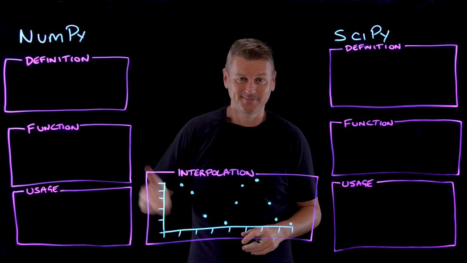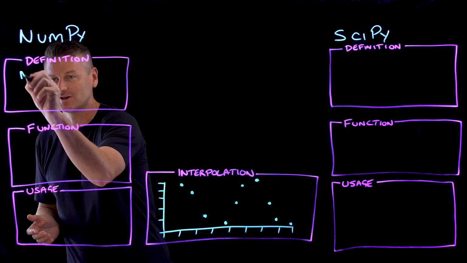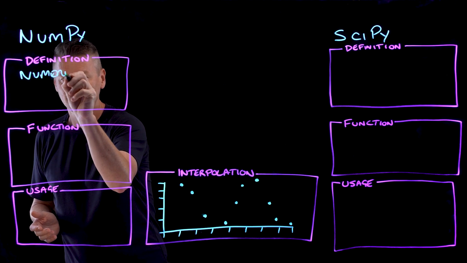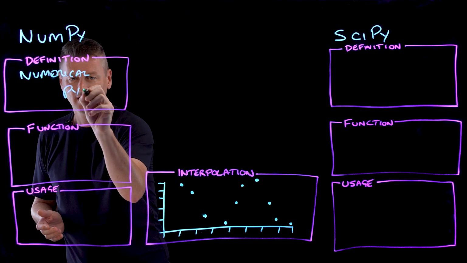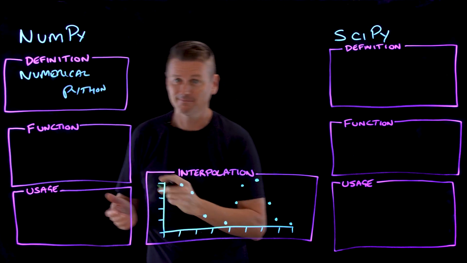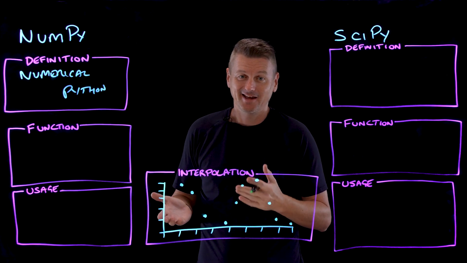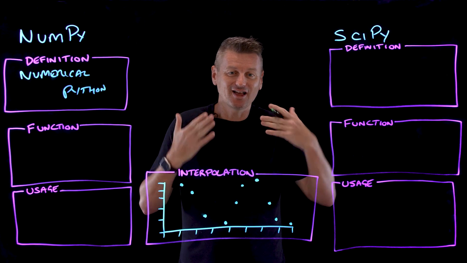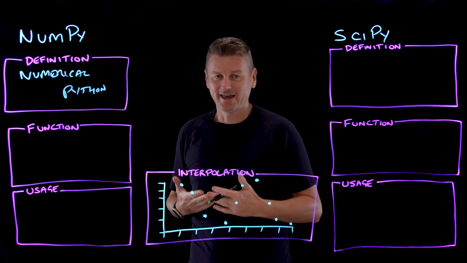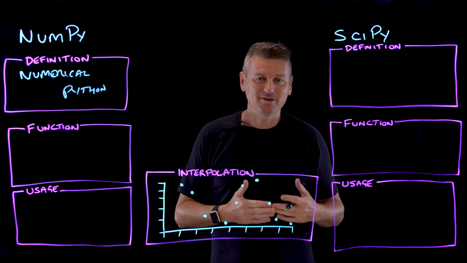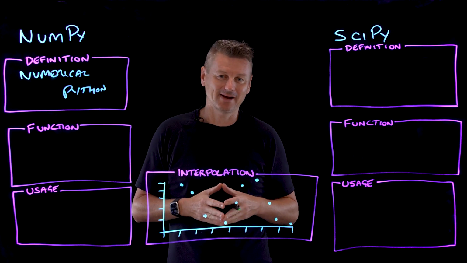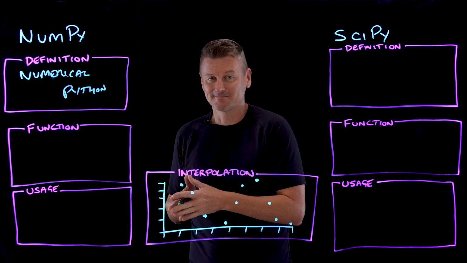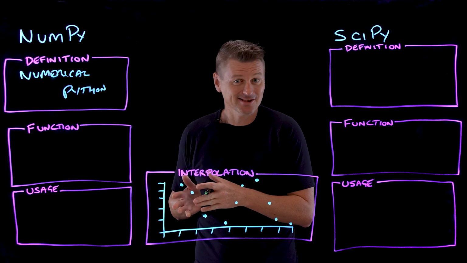So NumPy. NumPy is an abbreviation for numerical Python. NumPy, numerical Python. It lets you do stuff with numbers. Now, NumPy works with large multi-dimensional arrays and matrices, along with a large collection of high-level mathematical functions to operate on these arrays. Multi-dimensional arrays, you say?